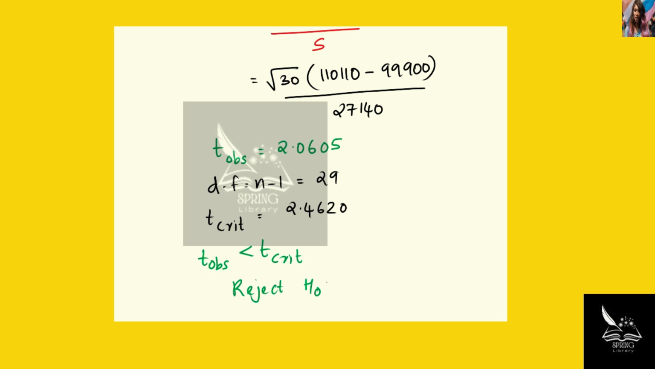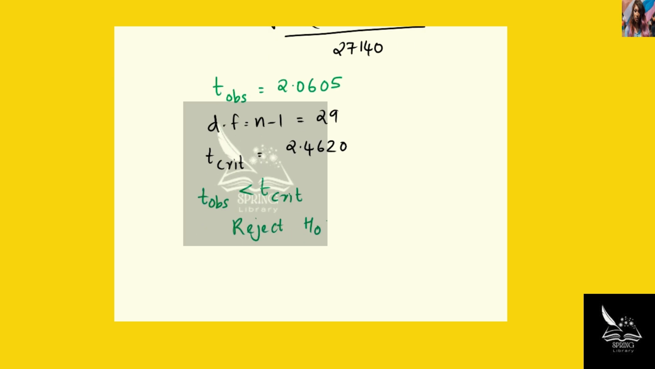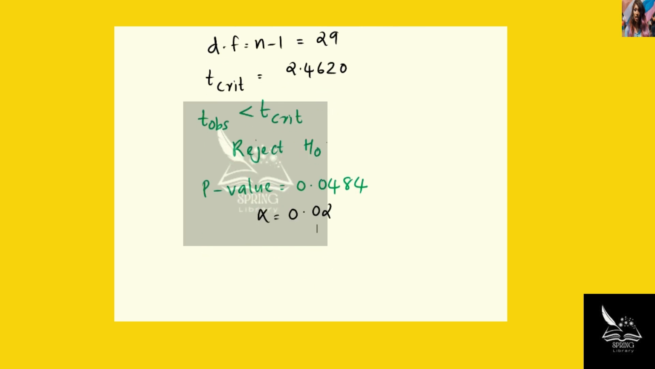By using the p-value approach, the p-value corresponding to the test statistic and degrees of freedom is 0.0484. Alpha is given as 0.02. Here the p-value is greater than alpha. Therefore, here we reject H naught.